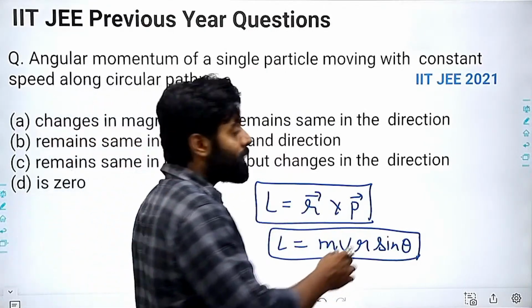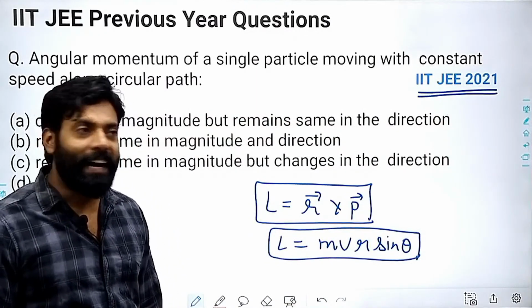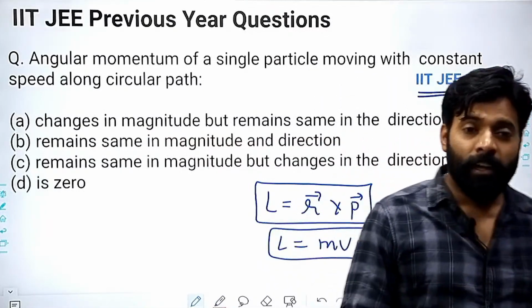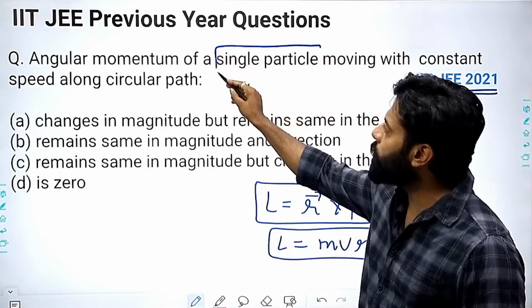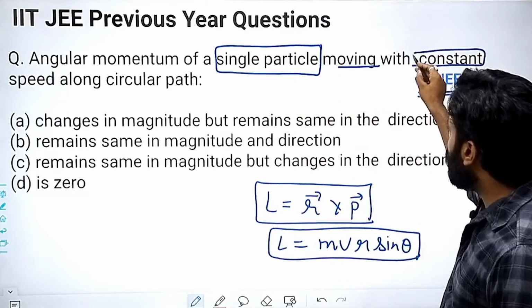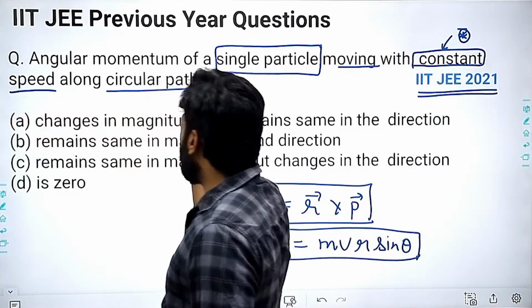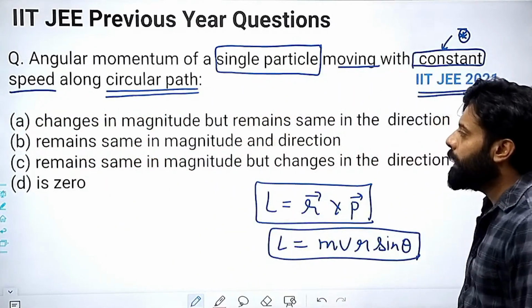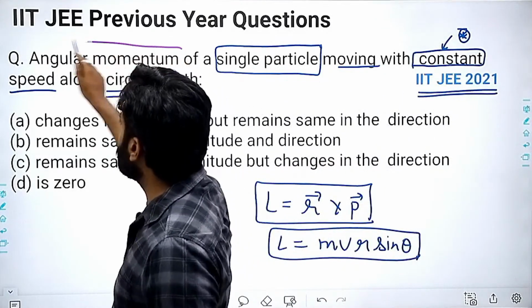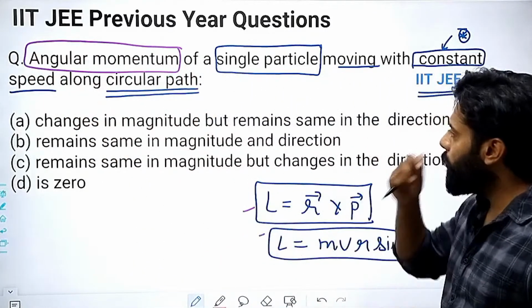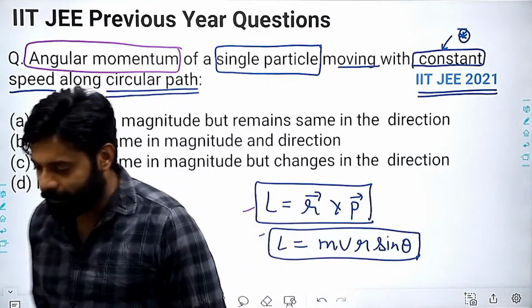This is my angular momentum, and this question came this time only. IIT JEE 2021, very recent question it is. You have to please mark the correct option. Angular momentum of a single particle. So it is asking about the single particle only, moving with a constant. Constant word is very important. Keep this in your mind. This is moving with a constant speed along the circular path. So this question is from the rotational motion. This is asking about the angular momentum only, which we are having here. The formula is written here, and you have to tell me which is the correct answer. Please do let me know in the chat.